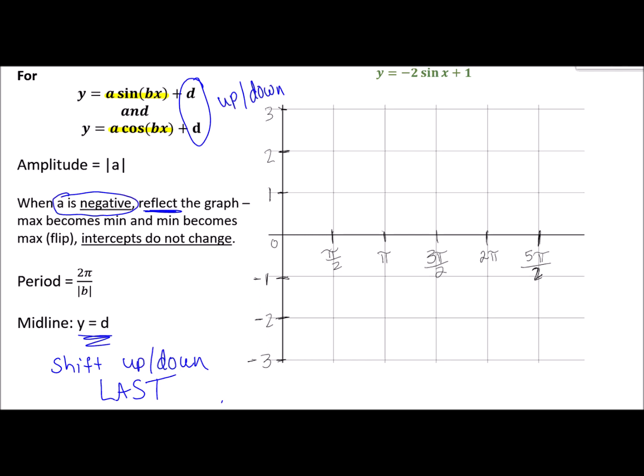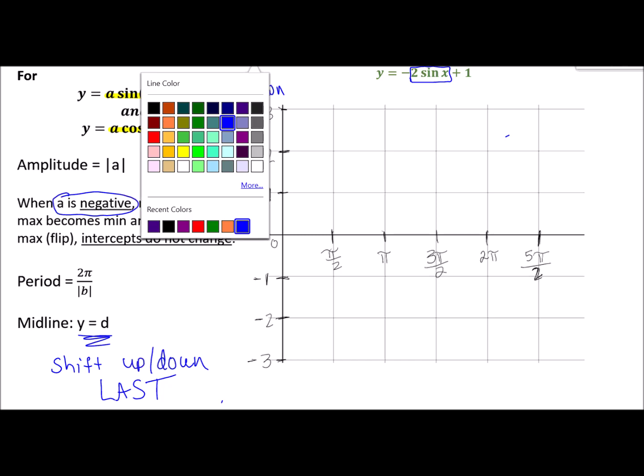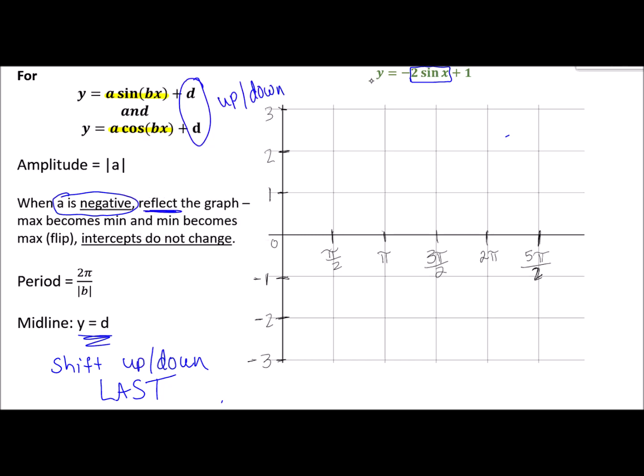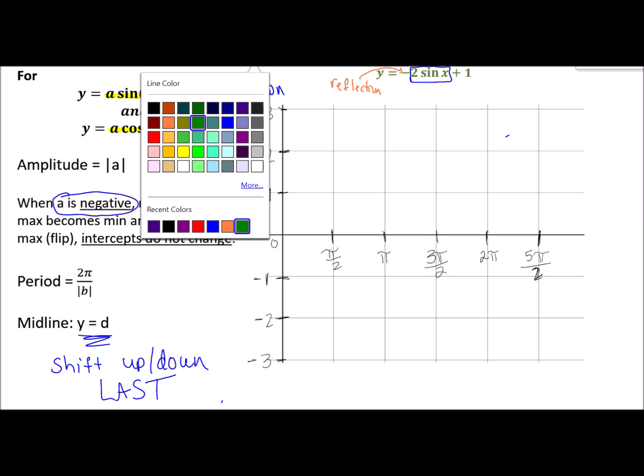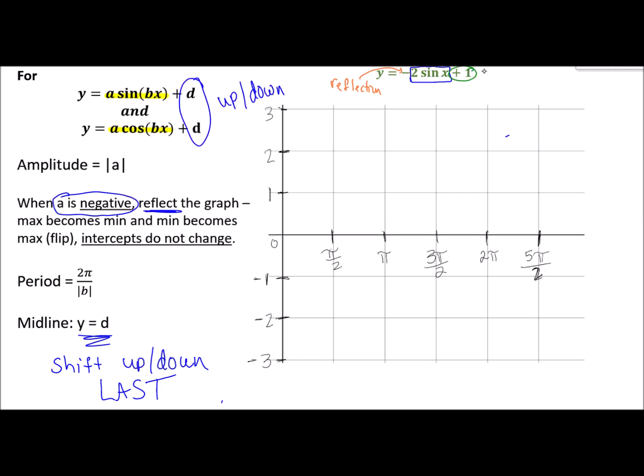Okay, here's a big one. We've got 2 sine of x. That's our basic one. I'm ignoring the negative because that's going to be a reflection, which we'll deal with later, and that's going to be in orange. And then we've also got to deal with this plus 1, and we'll deal with that later. That means we're going to move everything up 1. But let's get our basic picture up there.